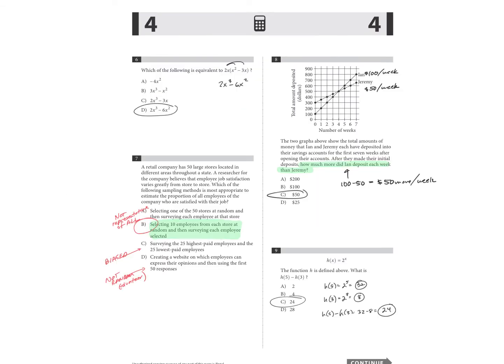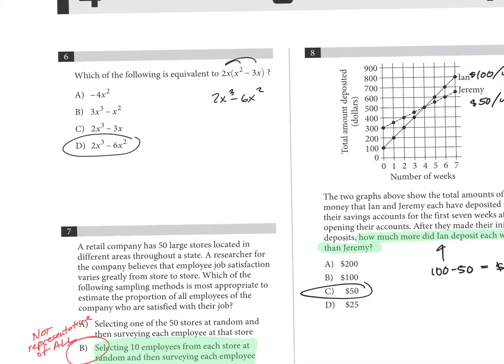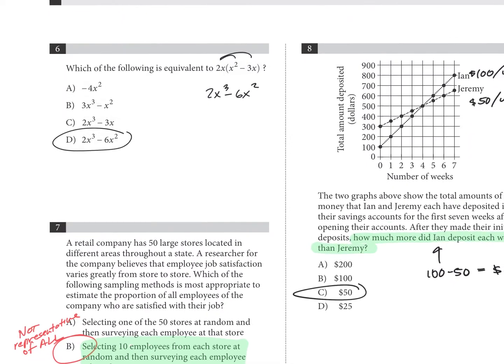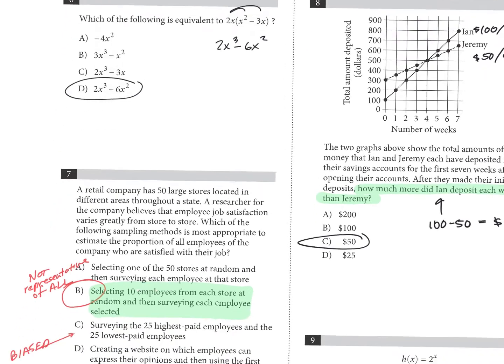All right, on to question 6. Which of the following is equivalent to 2x times (x squared minus 3x)? So this is a distributing question, knowing how to multiply variables. So you get 2x cubed minus 6x squared. So that would be my answer for that one. So that one's pretty quick.